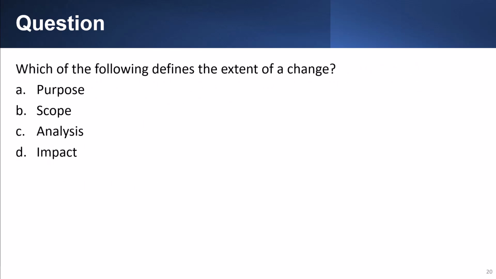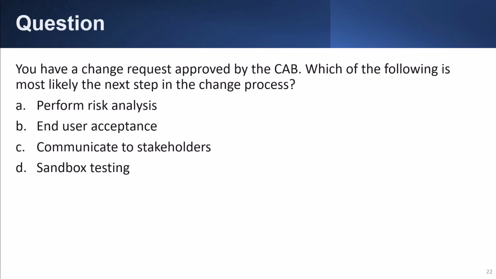Question: which of the following defines the extent of a change? Answer: scope. Question: you have a change request approved by the CAB. Which of the following is most likely the next step in the change process? Answer: communicate to stakeholders.